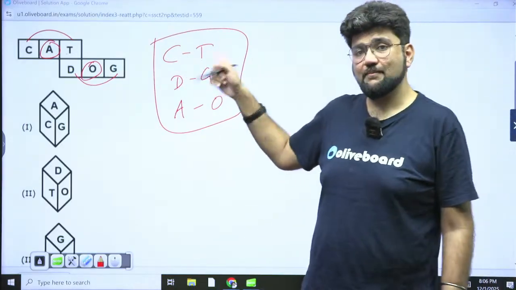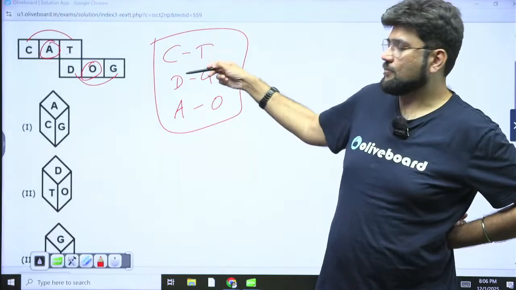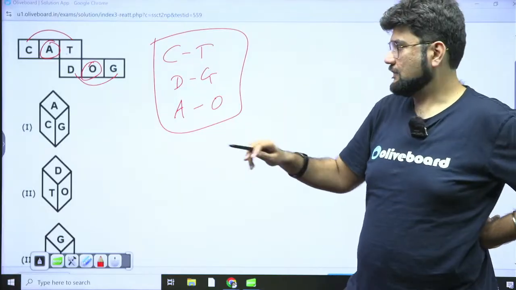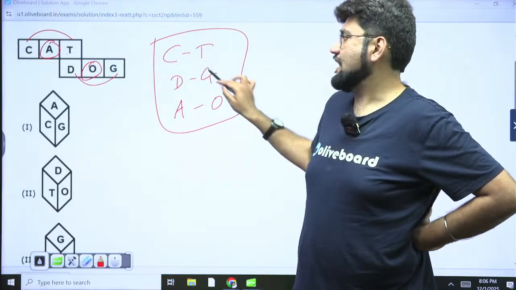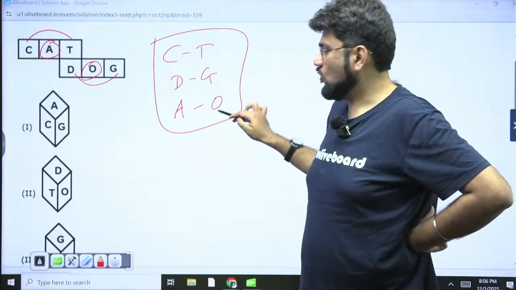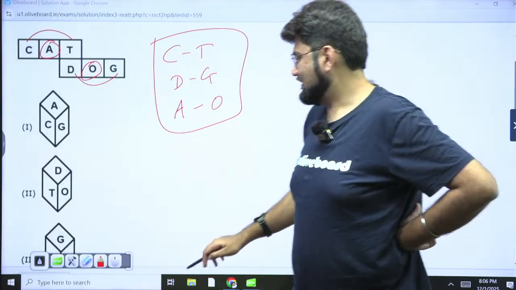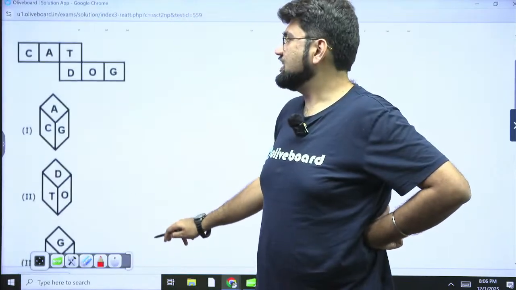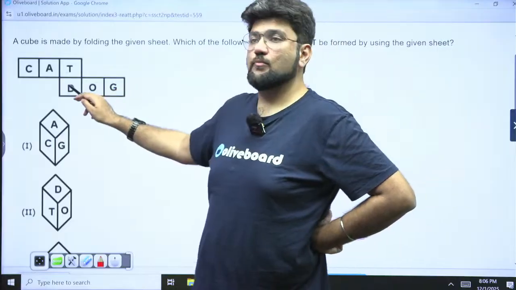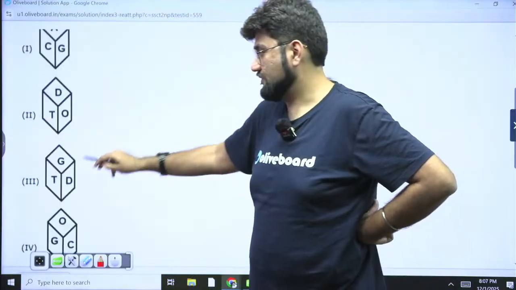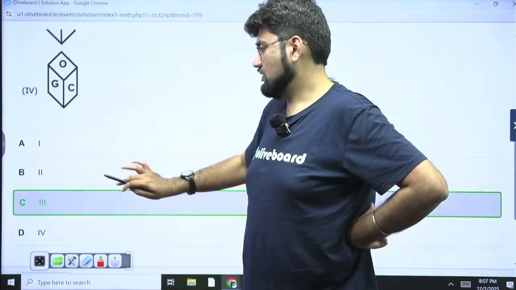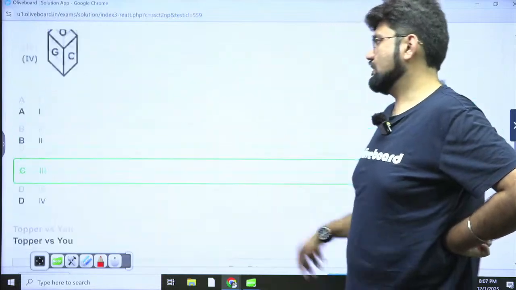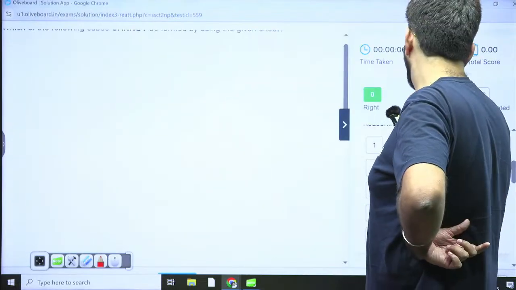your cube which can be formed will have one face from each level. Only one face from each level. ACG I can form. DTO I can form. The third one, GTD, I cannot form because G and D are opposite, so they cannot be adjacent to each other in the same cube. So option 3 is the right answer. It's that simple. 26 seconds. Excellent. That's good timing. Next.